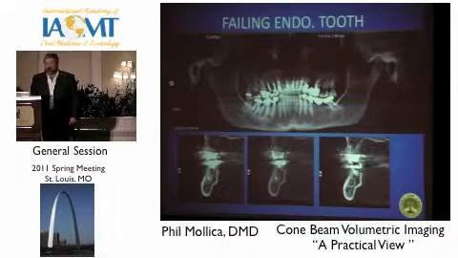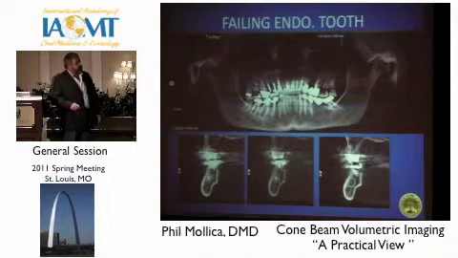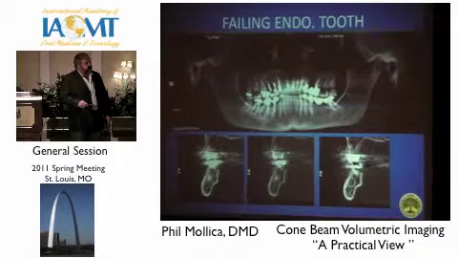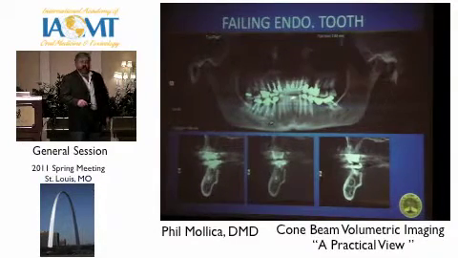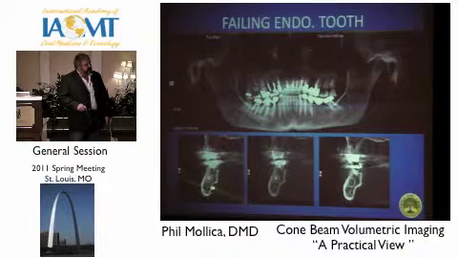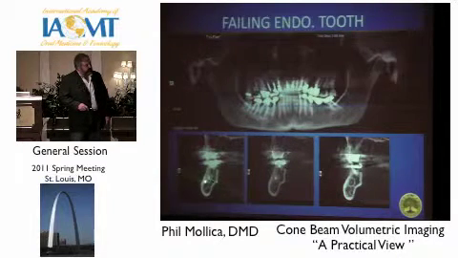Failing root canal. Once again, let's take a look. This lady has multiple root canals. She's had breast cancer twice, okay? You think there's an issue? This is a quick snapshot. You can look at the apices of the root canals.